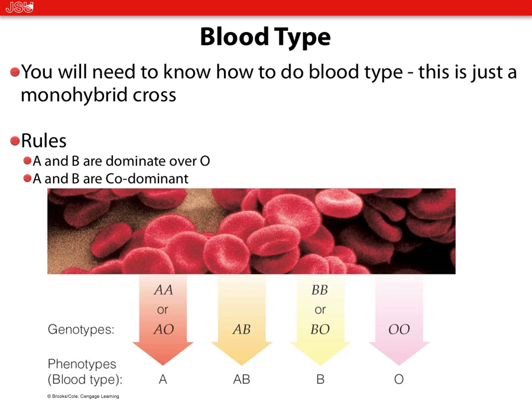For this, you're going to need to know blood type. Blood type is just a monohybrid cross. Also, you have to know blood type. See that blood type diagram? You have to know those combinations of blood type. And also, if I was to give you a cross, you should know how to do blood type. We went over this in class.